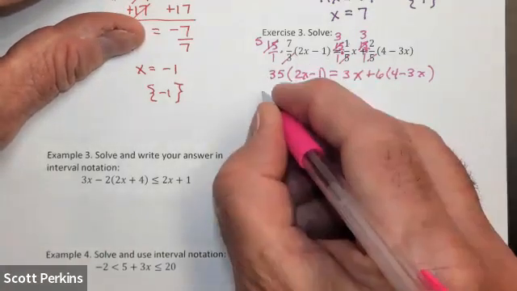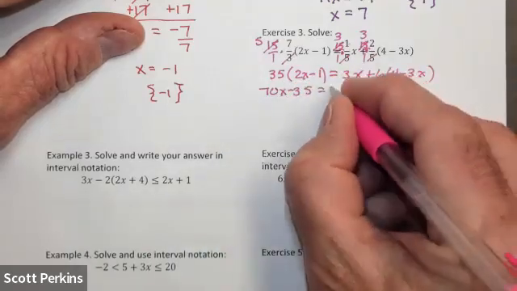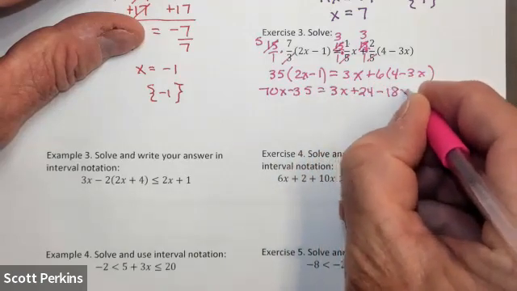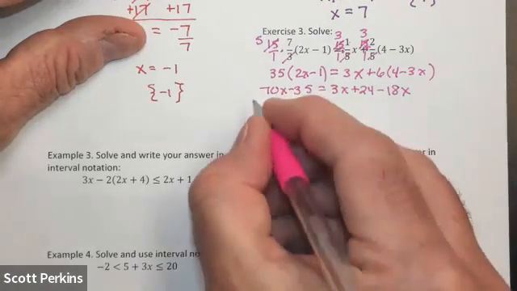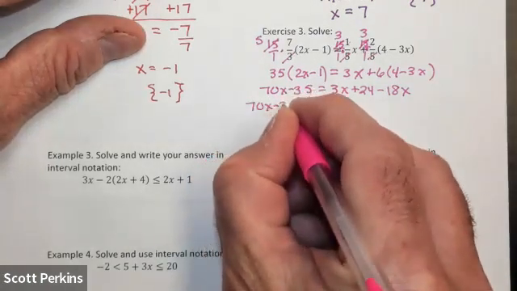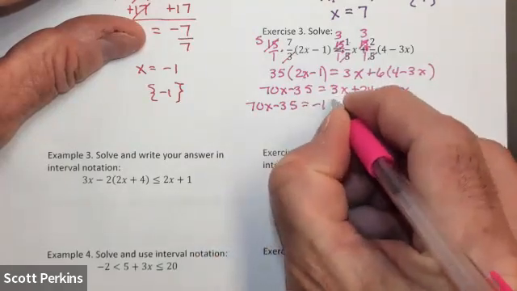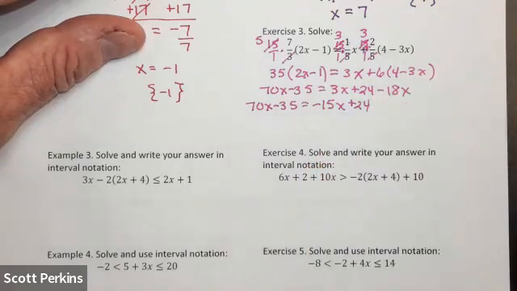So now I'm going to distribute. That gives me 70x minus 35. Over here, I've got 3x plus 24 minus 18x. I'm going to collect those like terms that are on the right side of this. 3x minus 18x, that's negative 15x, plus 24.